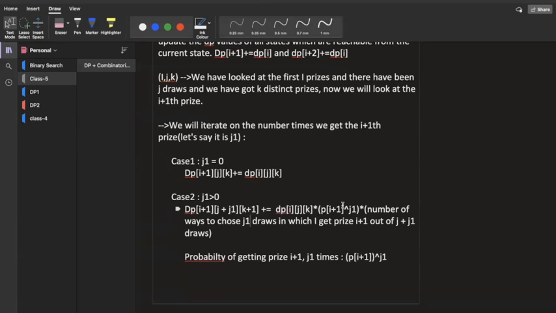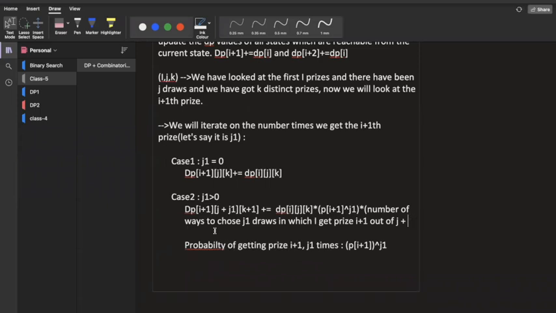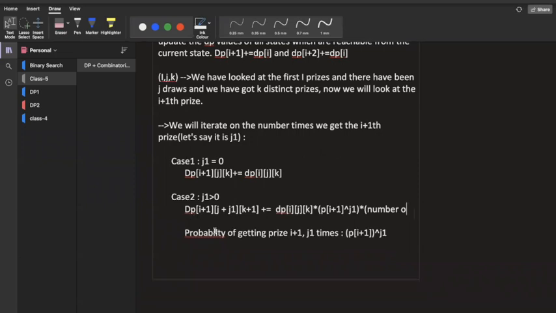And so can anybody tell me what will be the number of ways to do that? Out of the total j plus j1 draws, I will pick exactly j1 draws, which will have a prize of type I plus 1. So what is the number of ways to pick j1 draws from j plus j1 draws? Right. So it is nothing but j plus j1 C j1. So let's get rid of this and simply replace it with this expression, j plus j1 C j1.